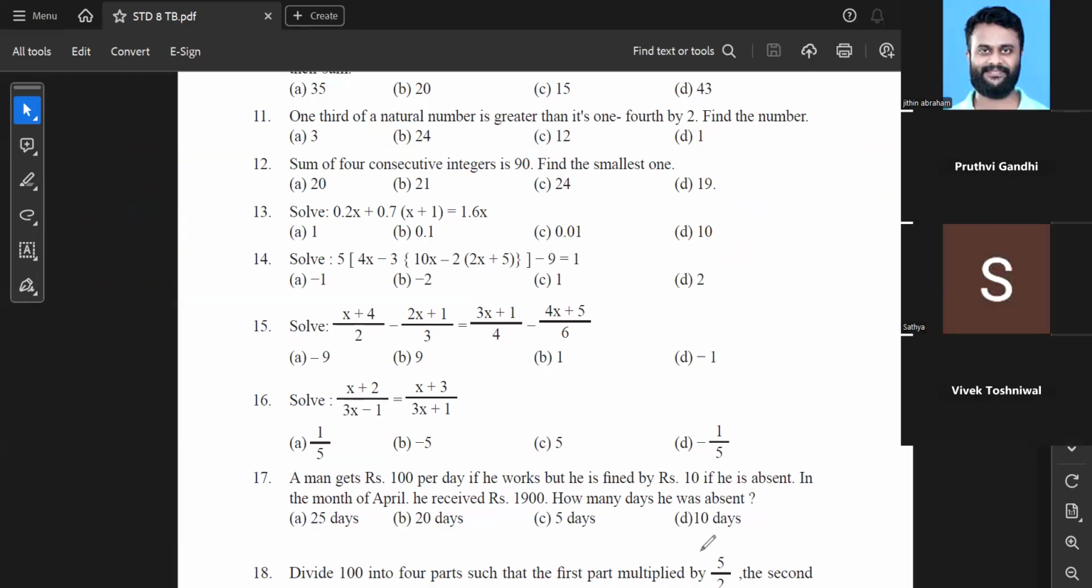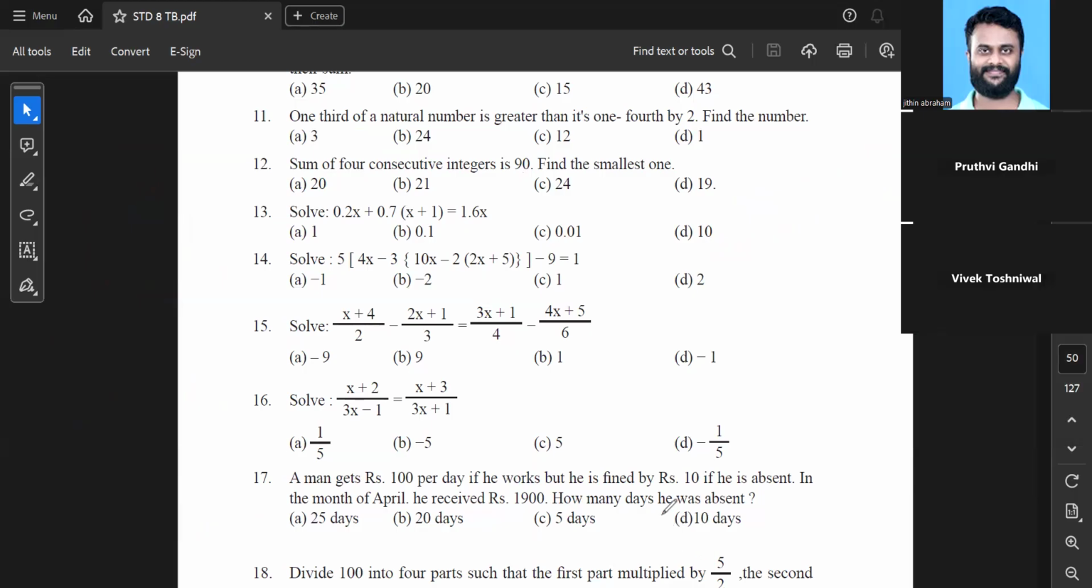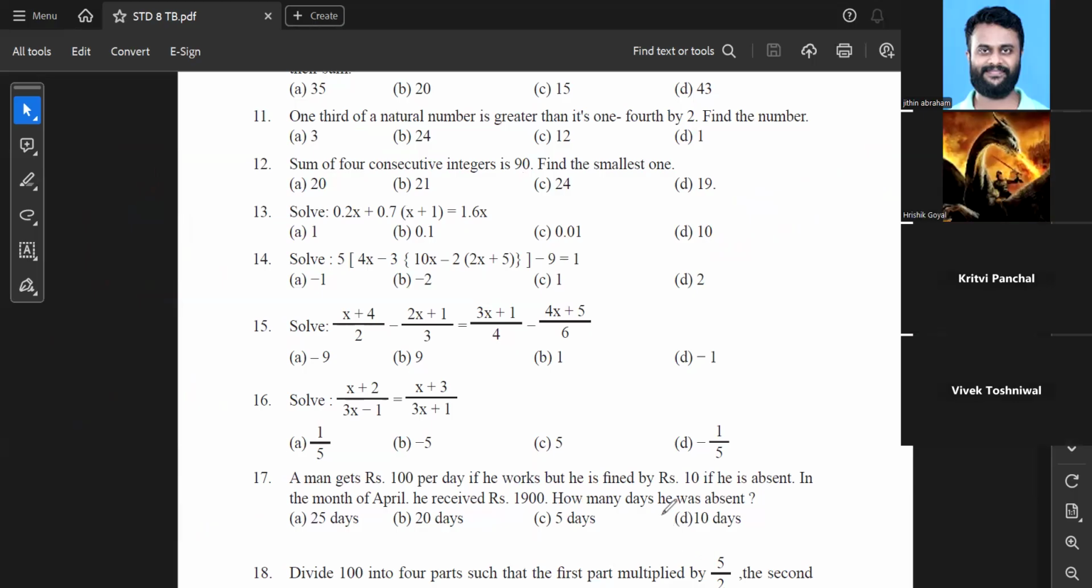Yatha, tell me. Somebody was having doubt. Sir, for this method, can we also use the method like x plus 1 plus x plus 2, like x, x plus 1, and all those things? I initially solved this problem with that method only.